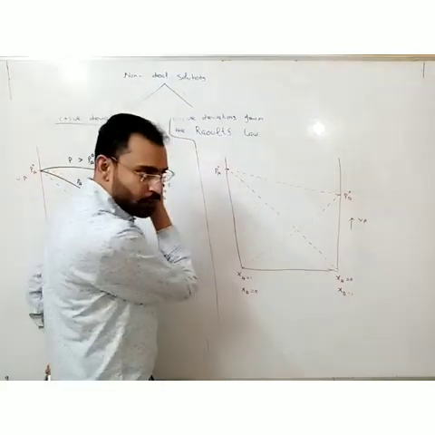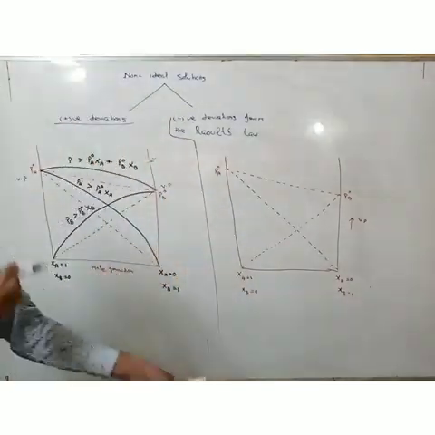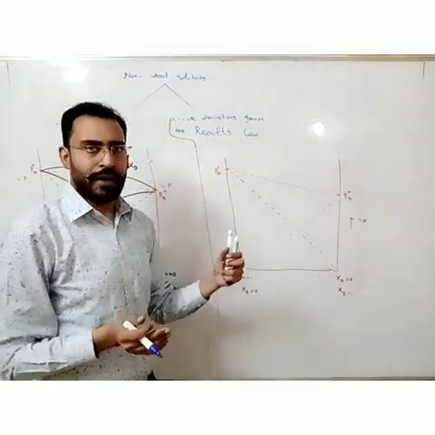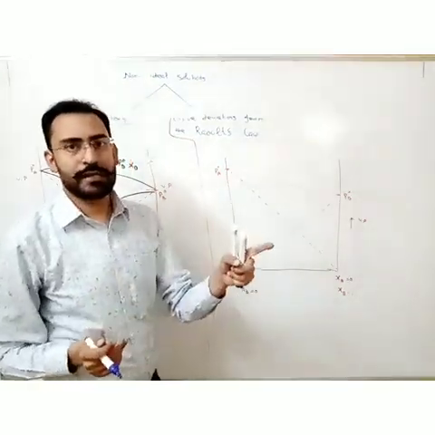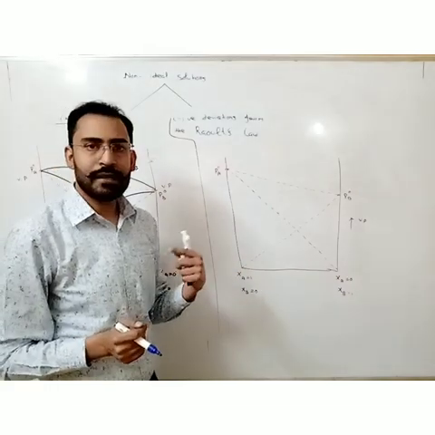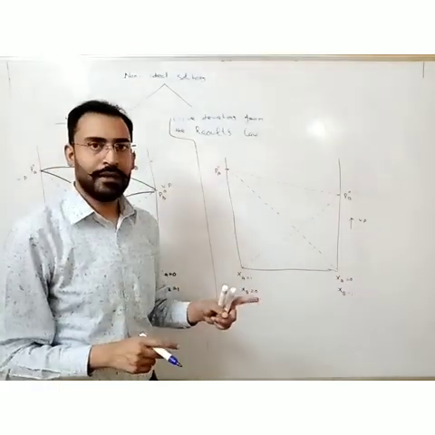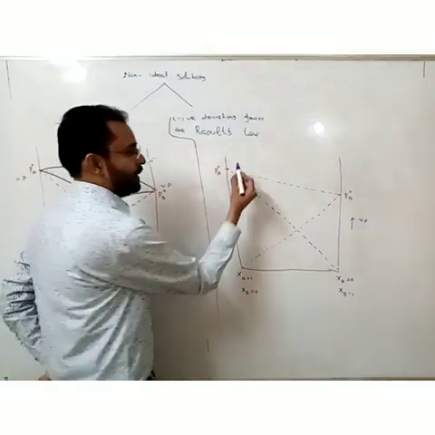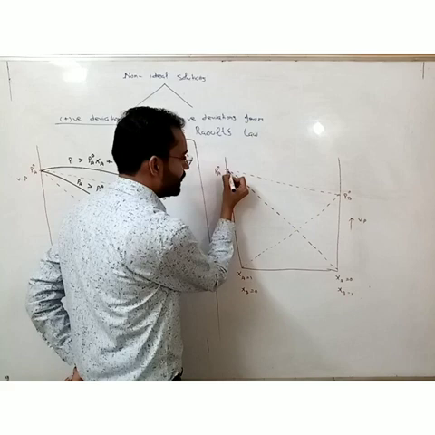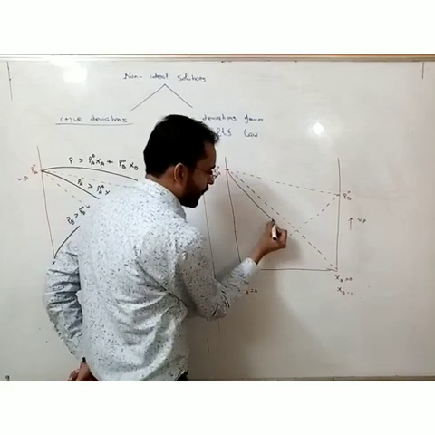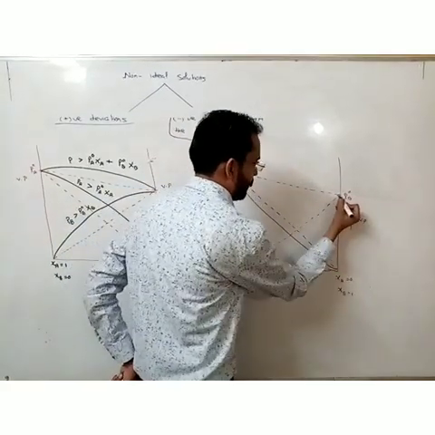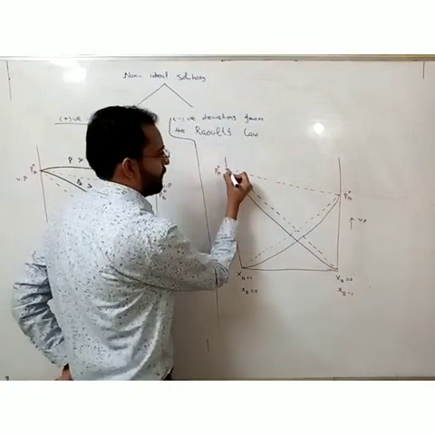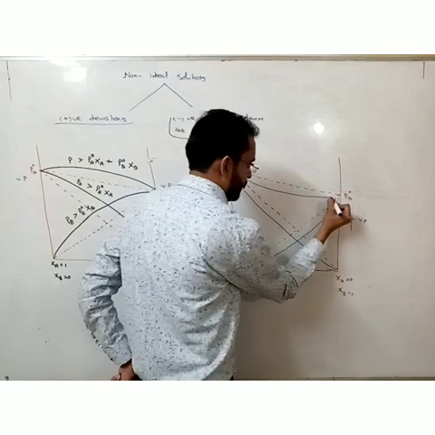A solution which shows negative deviations means there are more interactions among solvent and solute particles as compared to solvent-solvent or solute-solute particles. Therefore, the vapor pressure is less than expected from Raoult's law. So the curve is a bit downwards.